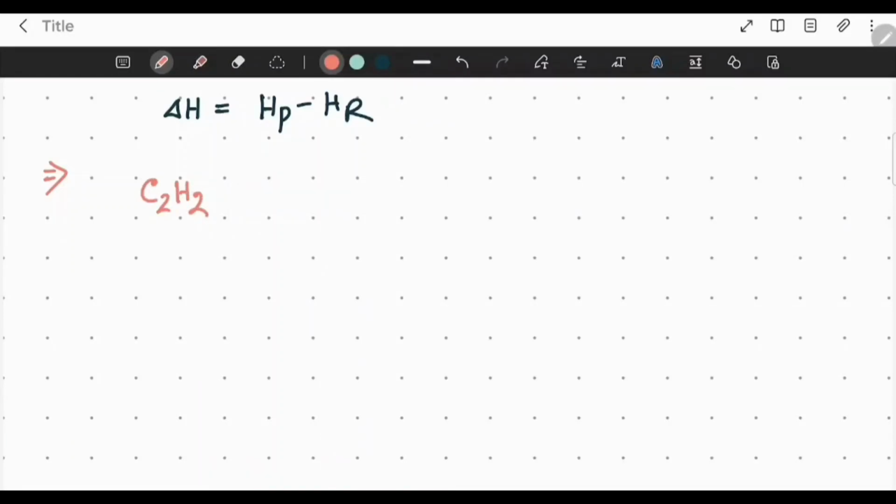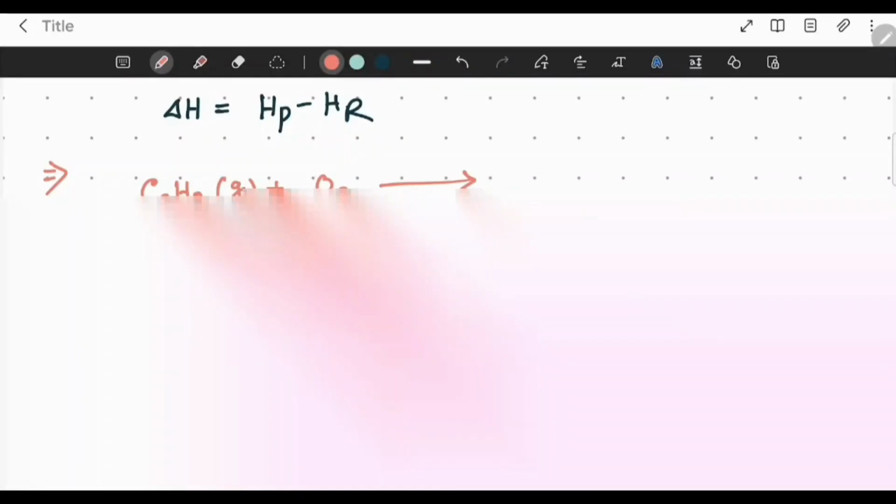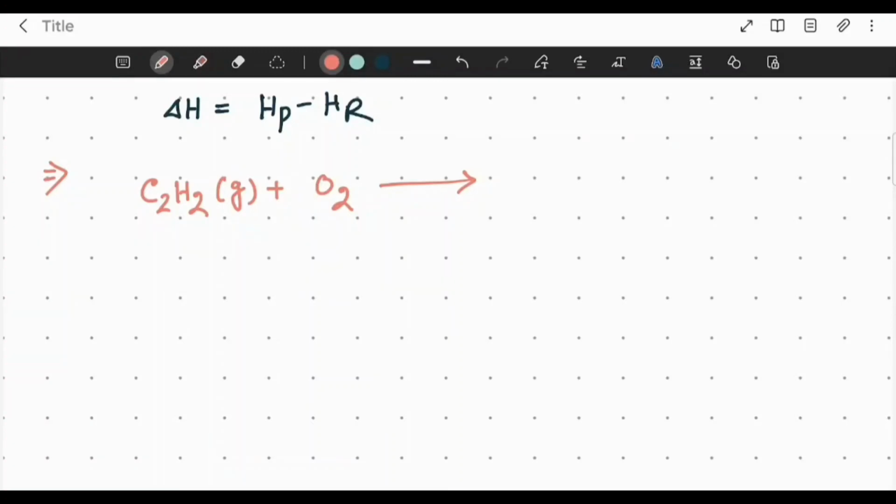C2H2, which is a gas, when it comes in contact with oxygen, what will it produce? We must know it. It will produce oxides. There are two species basically in C2H2: one is carbon and another one is hydrogen. So eventually the oxides will be carbon dioxide and water, H2O. These two oxides will be produced basically.